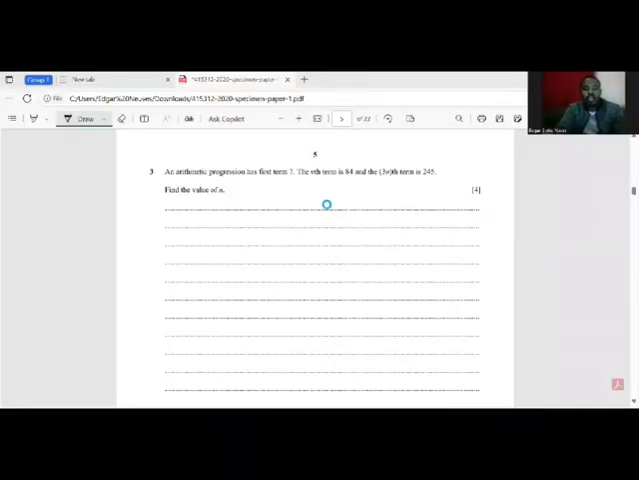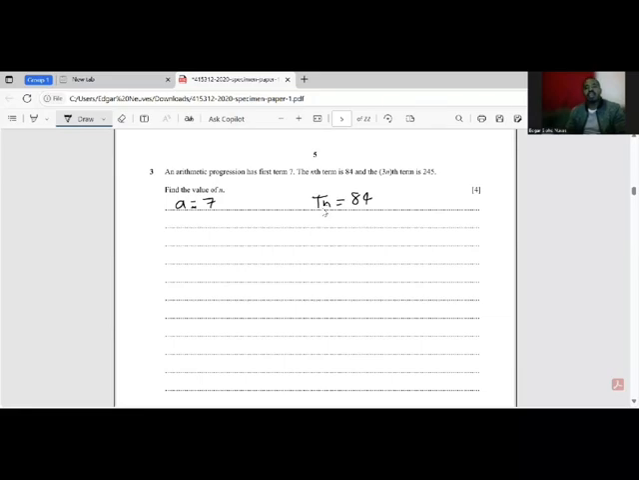So this is the question. An arithmetic progression has a first term 7. Usually the symbol for a first term is A. So we're going to say A is 7. The nth term is 84, so Tn is equal to 84. And the 3nth term is 245, T3n is 245. Find the value of n.